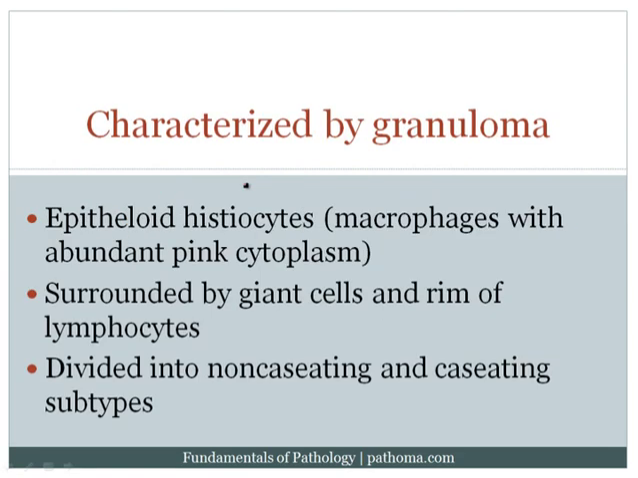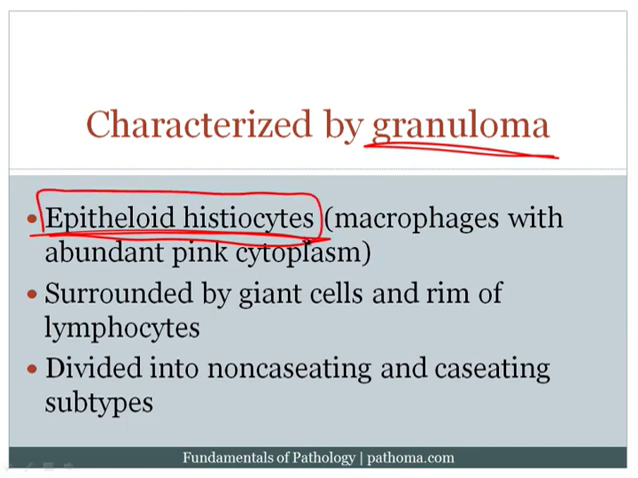Now, the characteristic of granulomatous inflammation is a granuloma, hence the name, and the key cell, this is very important, the key cell that defines a granuloma is an epithelioid histiocyte. All right, this is a very common exam question. Examiners can ask, what is the defining characteristic of a granuloma? And the answer is epithelioid histiocyte.